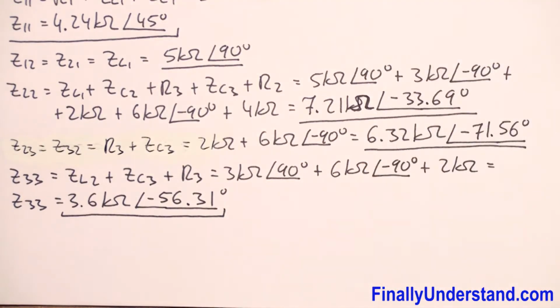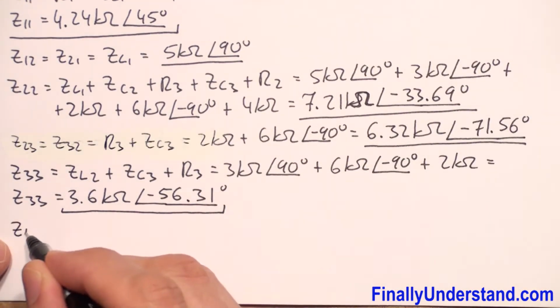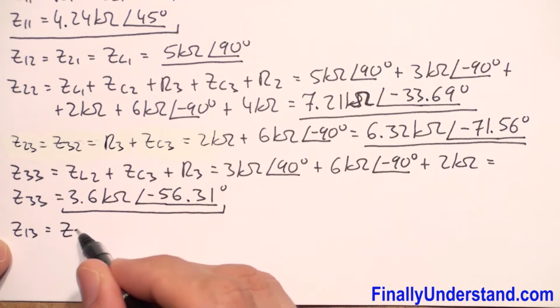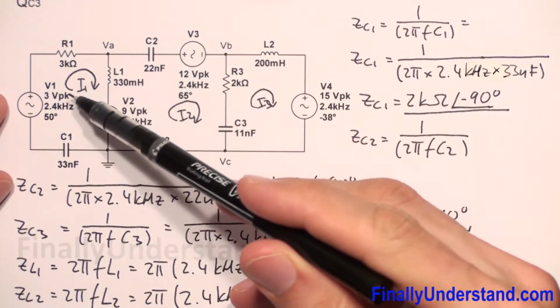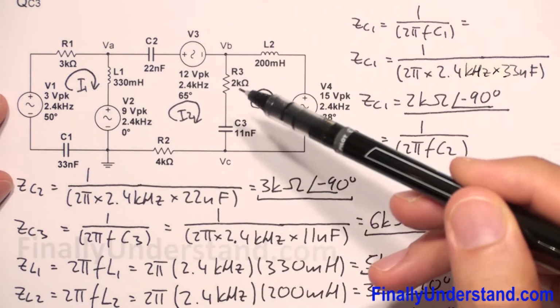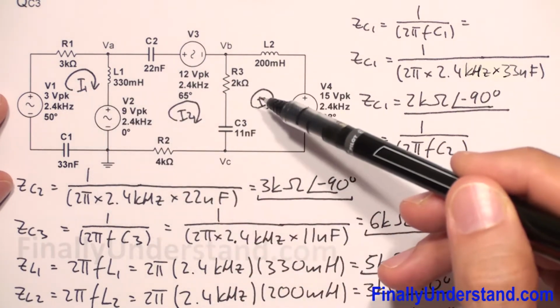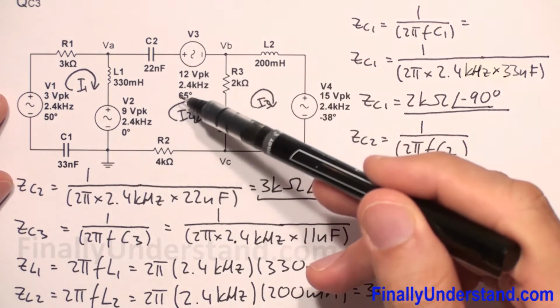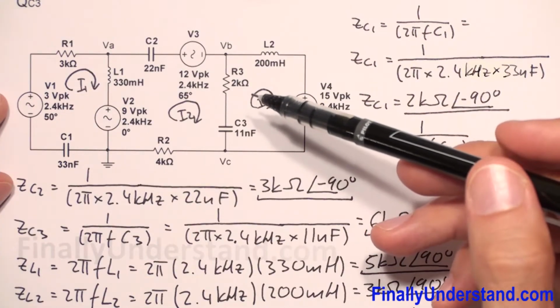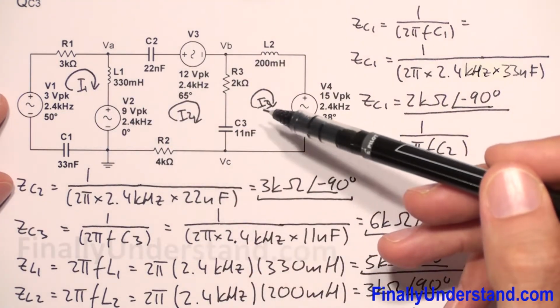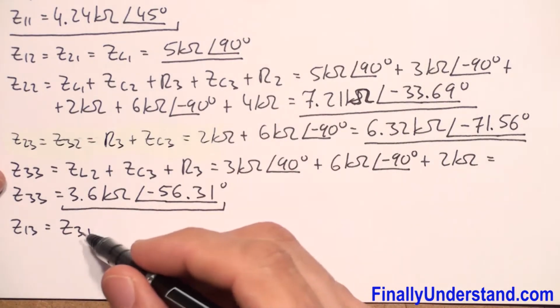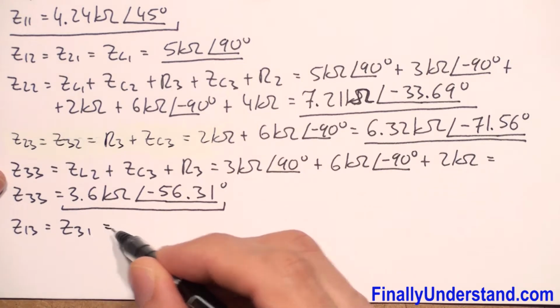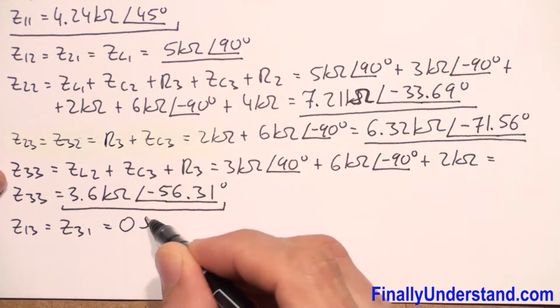Next, we're supposed to find Z13, which is equal to Z31. Please notice that there is no common impedance between loop 1 and loop 3, because between loop 1 and loop 3 we have loop 2. So we can say that there is no impedance between loop 1 and loop 3. That's why I'm going to write that Z13 is equal to Z31, and this is equal to 0 ohms.